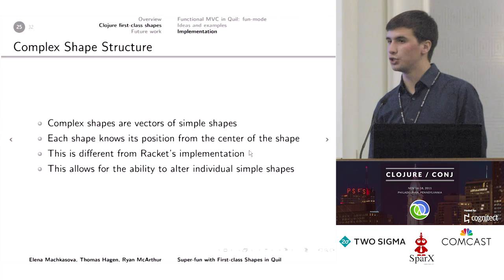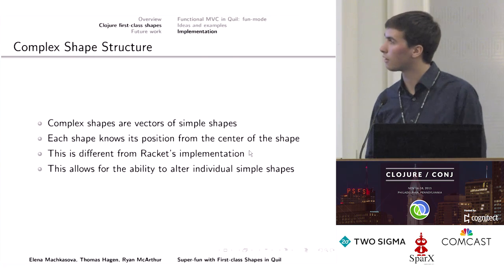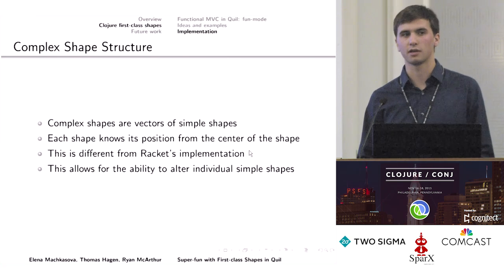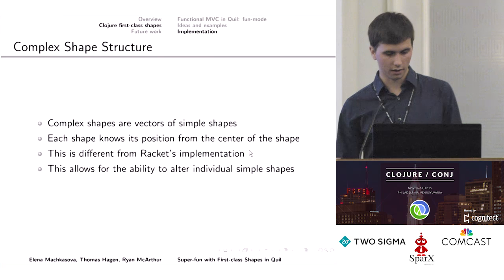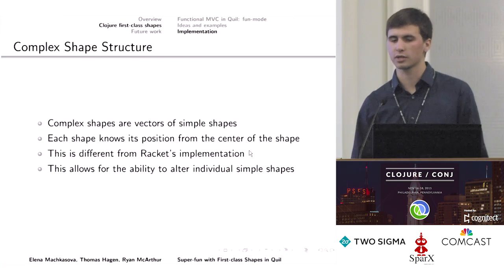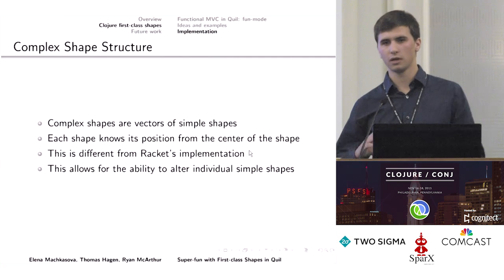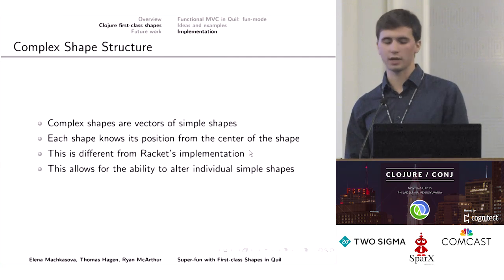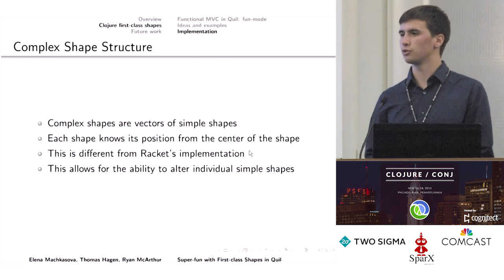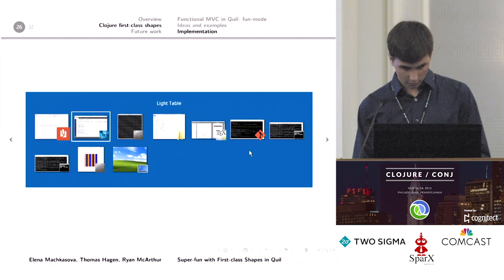Complex shapes are just a vector of simple shapes. So what we just saw in a vector, all those hash maps in a vector. Each shape knows its position from the center, as I talked about with dx and dy. And this is different from Racket's implementation, because when they create a new complex shape, it's actually just an entirely new image, so you can't pull it apart or pick out anything. And what this allows us to do is alter individual shapes within a complex shape. So we'll look at another demo.